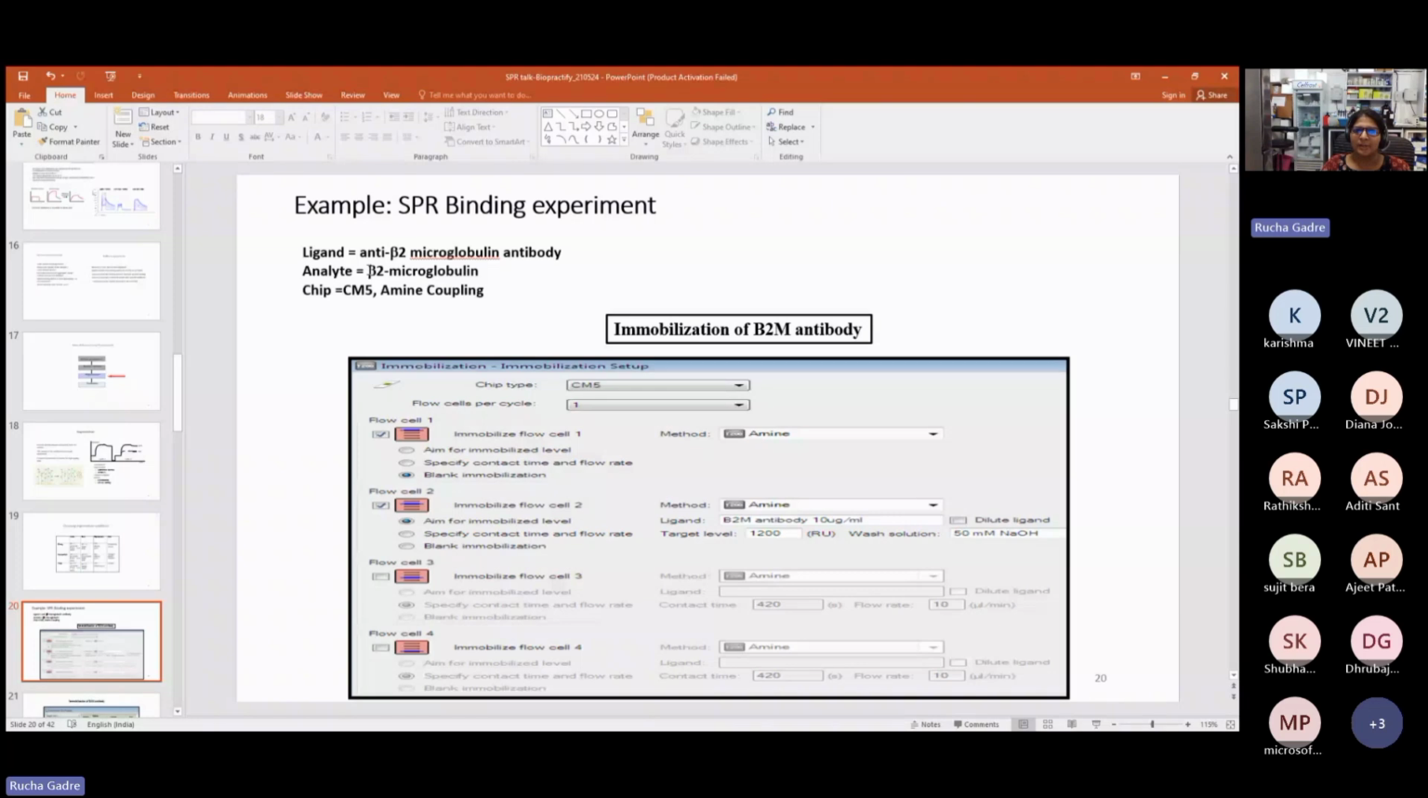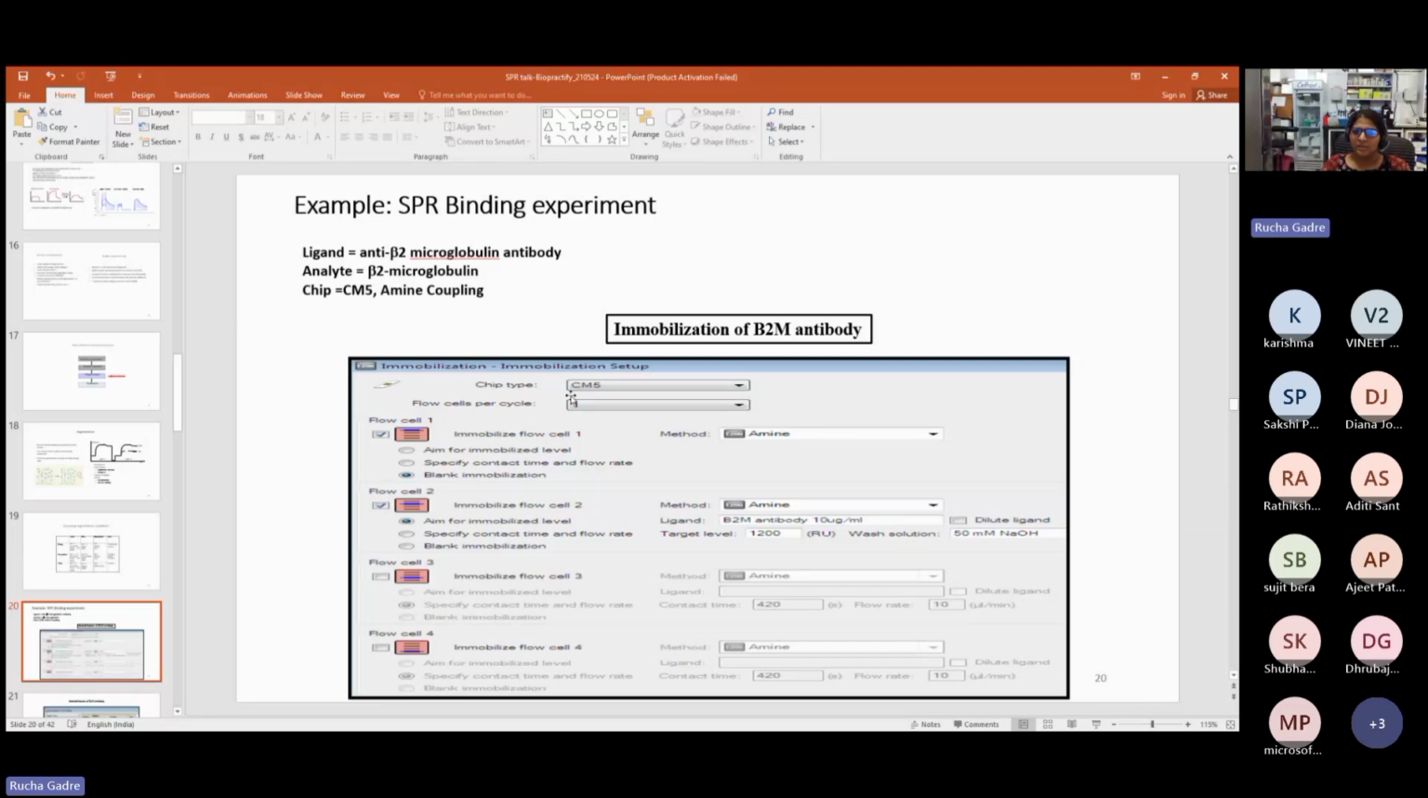The antibody is beta 2 microglobulin, and the protein is beta 2 microglobulin. So here in this standard assay, we use a CM5 chip, and amine coupling is done for immobilization. As we have discussed earlier, the first step is immobilization. So in immobilization, we are going to immobilize B2M antibody, that is beta 2 microglobulin antibody, and we are going to use amine coupling for this.